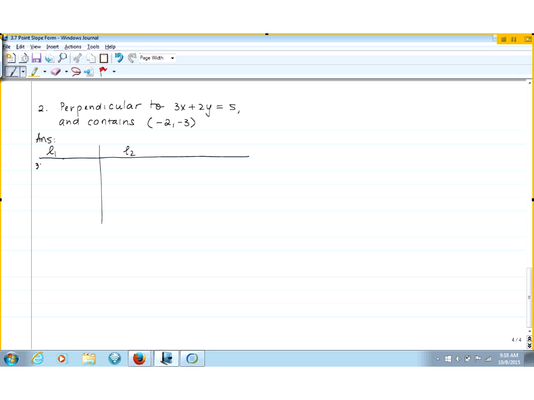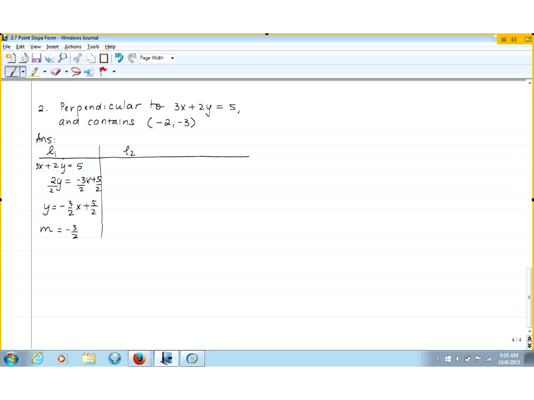What do I know about L1? The equation, 3x plus 2y is equal to 5. What is the slope? Negative 3 over 2? How do you get that? So 2y is negative 3x plus 5. Then divide by 2. So y is negative 3 over 2x plus 5 over 2. What is the slope? Negative 3 over 2. Good. So this is the slope for L1.